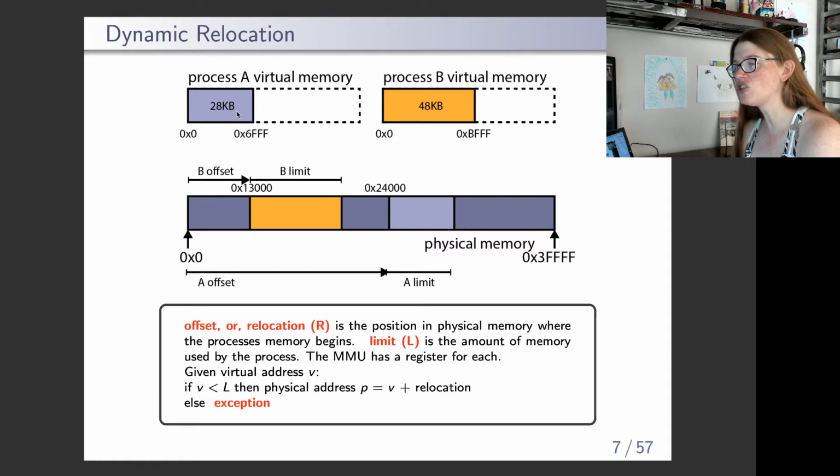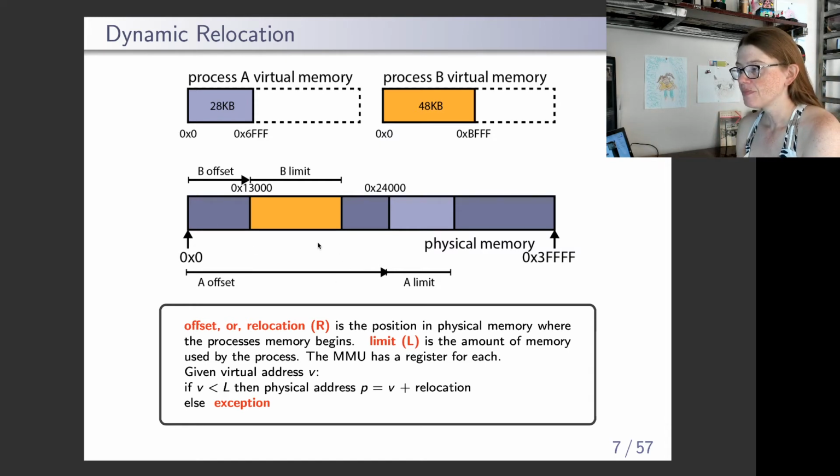So dynamic relocation is going to take this virtual address range here from 0 to 6FFF, and we are going to map it to a physical block of memory. And in this case, process A gets mapped over here to physical address 24,000. And so when we're doing this translation, to go from a virtual address to a physical address, we simply add the offset, which is the position in physical memory where that address space starts. And then to go from physical back to virtual, you're going to subtract that offset. All right.